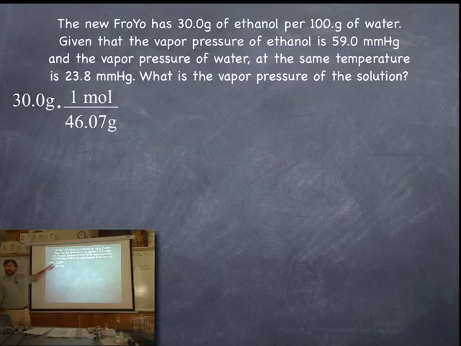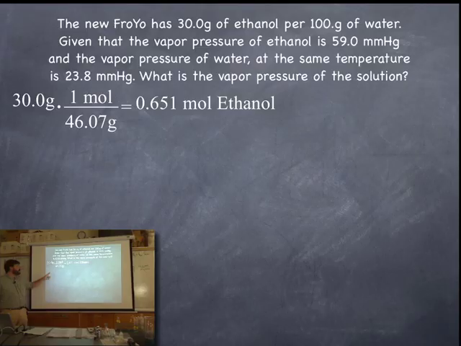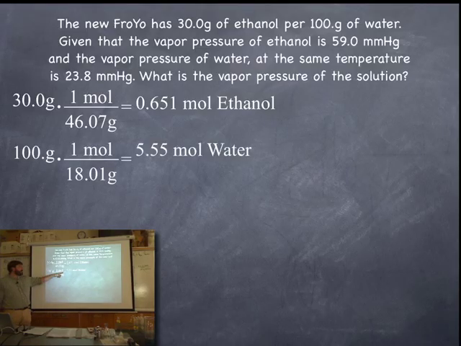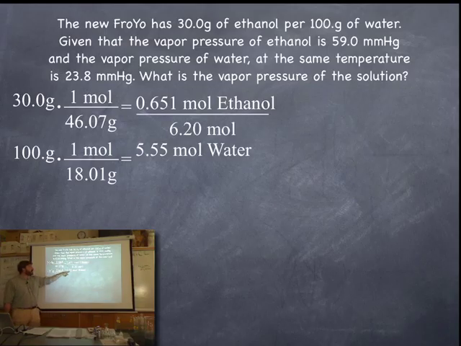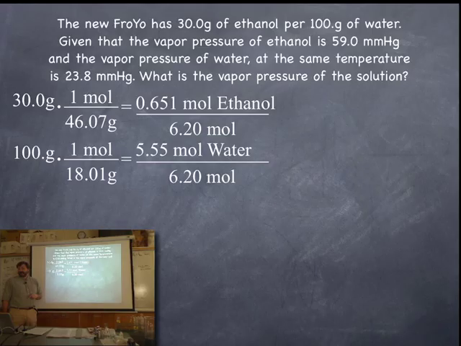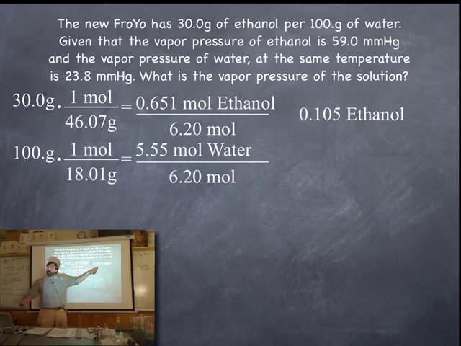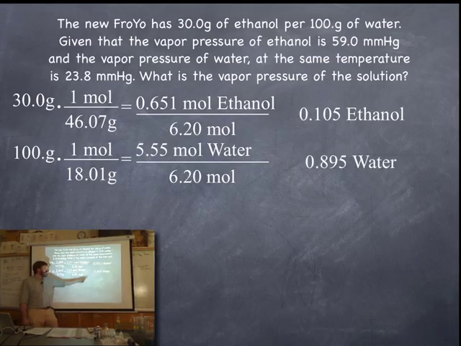Take the grams of ethanol, divide by the molar mass, gives me moles. Do the same thing for the water, 100 grams, divide by the molar mass, moles of water. I need to add those together. And I'm going to take each one divided by the total. That tells me that the mole fraction, the percent of the moles that are ethanol, is 0.105, so 10.5% of the moles are ethanol, and 89.5% are water.